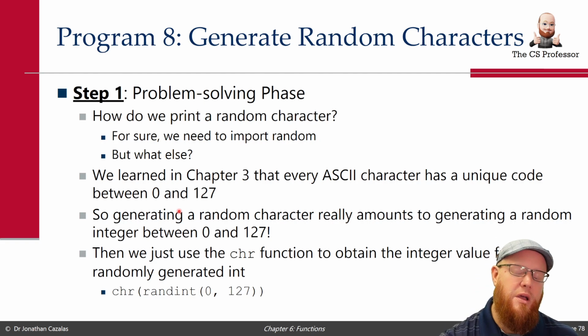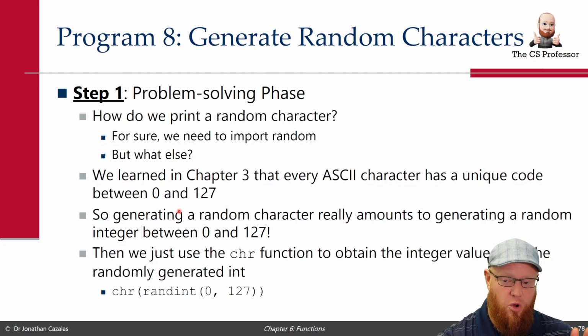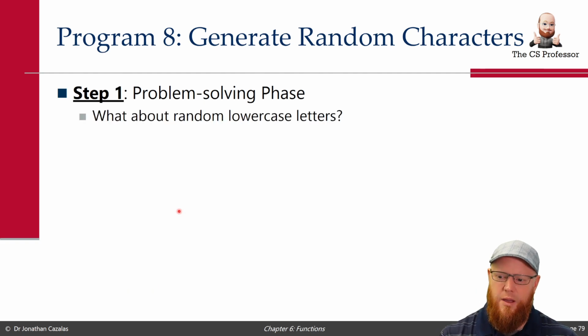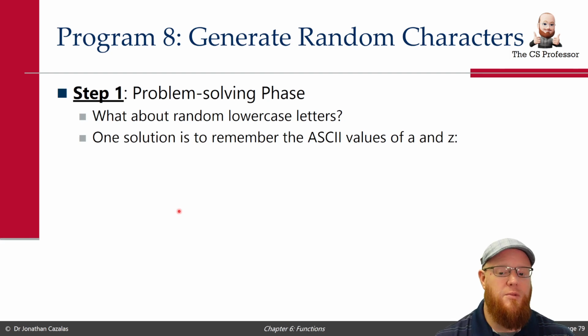Okay, so how can that help us now? Because the goal is what? To generate these 175 lowercase letters. Well, we're on our way. What can we do now? What about random lowercase letters?